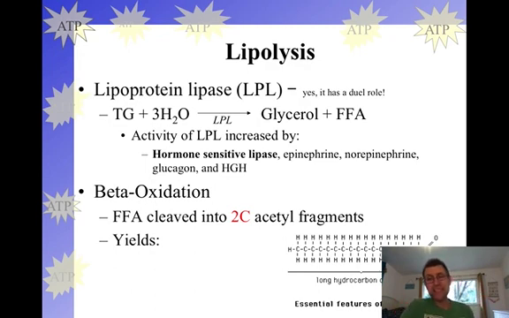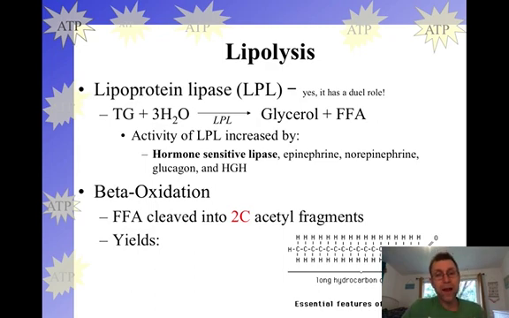Lipoprotein lipase is an allosteric enzyme, so it can be turned on and off. Hormone-sensitive lipase plays a huge role in activating lipoprotein lipase in its role to break down fats and liberate fats. Things like epinephrine, norepinephrine, glucagon, human growth hormone all do the same thing, but really that hormone-sensitive lipase is a pretty key player.